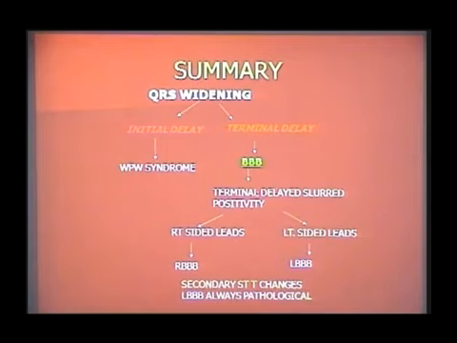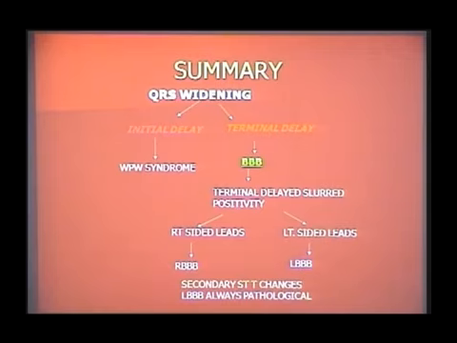If the terminal delayed slurred positivity is over the right sided leads, it is right bundle branch block. 5% of normal people can have it. The concept is the right ventricle is the last one to be activated and it is activated through the muscle. The last vector is coming towards the right side.